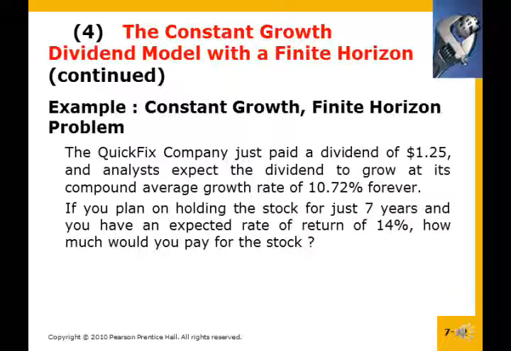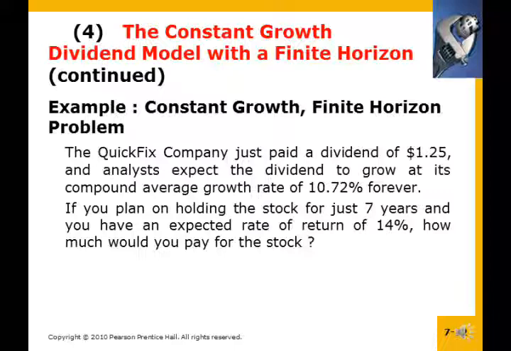Let's analyze the information given in this problem. You have a dividend, 1.25. Is it constant? No, it is not constant, as G, which is compound average growth rate, equal to 10.72. Then it's a constant growth dividend model. You have maturity, 7 years, and you have R equal to 14%.